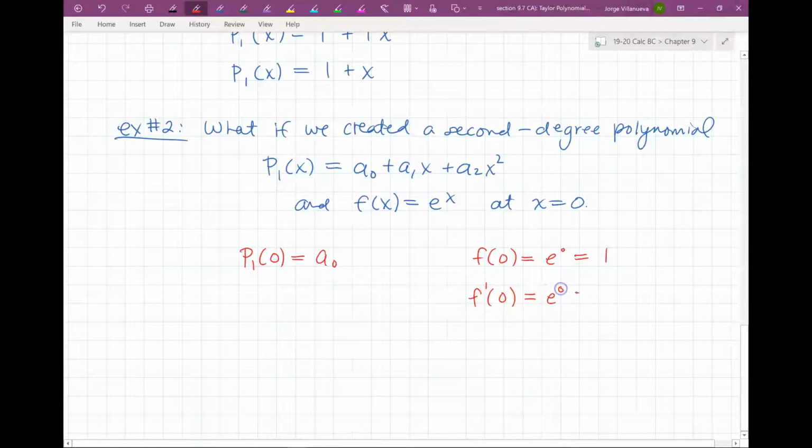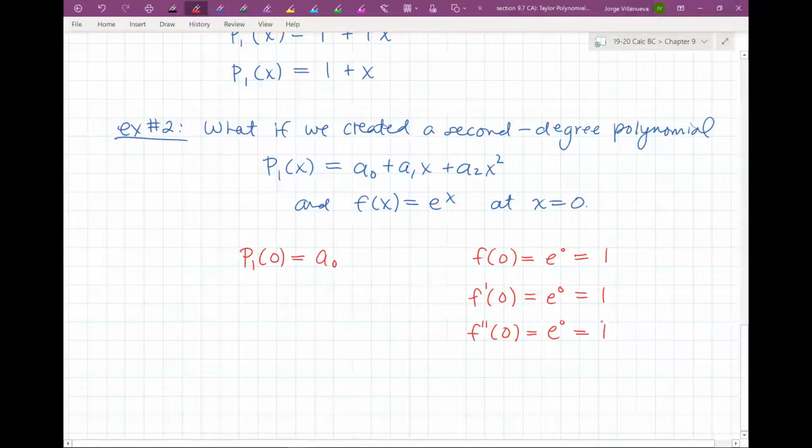That's still e to the 0, which is 1. And they want us to go second degree. That means I've got to do the second derivative. So the second derivative at 0, that's still going to be e to the 0. So that's 1.